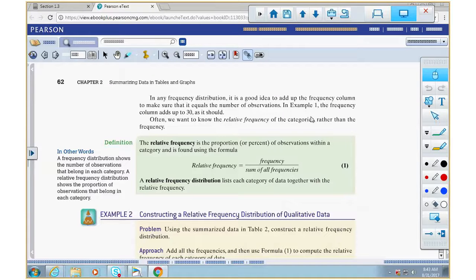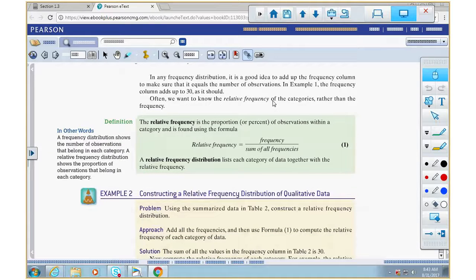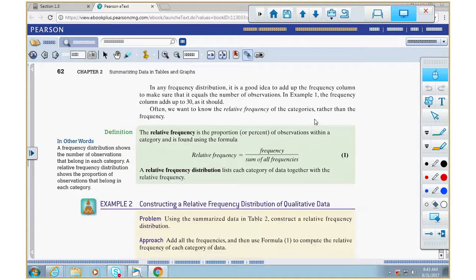Relative frequency. Relative frequency is the frequency over N. So I've got 3 redheads in the group. There's 30 people in the class. So that's a relative frequency of 0.1, or 1/10. Write that down because that's a test question.